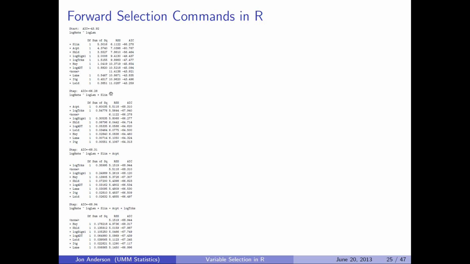And that moves us to the next stage. We have a model that has log length and SLIM. The AIC statistic is the negative 66.28, and we think about adding more terms. Adding terms will change the AIC statistic, partly because we add an additional term for the penalty, but it also changes the residual sum of the squares. According to the second stage, the best variable that we could add would be ACPT, because it reduces the AIC statistic from a negative 66.28 down to a negative 68.31. And so therefore it is added.